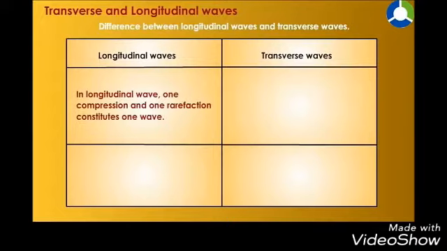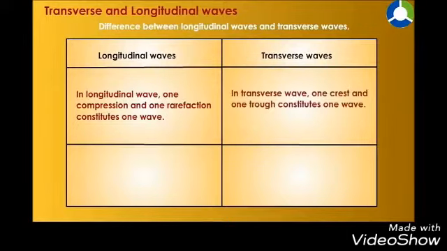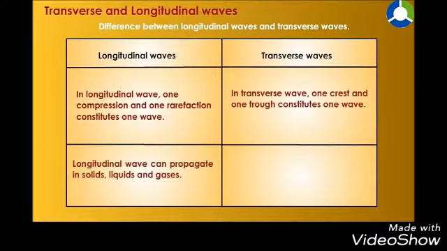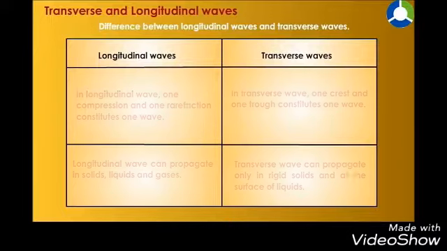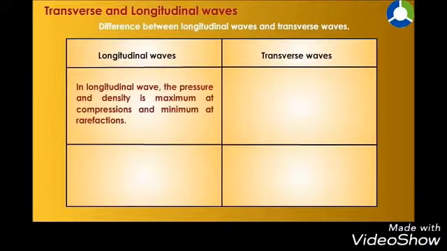In longitudinal wave, one compression and one rarefaction constitutes one wave. In transverse wave, one crest and one trough constitutes one wave. Longitudinal wave can propagate in solids, liquids and gases. Transverse wave can propagate only in rigid solids and at the surface of liquids. In longitudinal wave, the pressure and density is maximum at compressions and minimum at rarefactions. In transverse wave, there is no pressure variation.